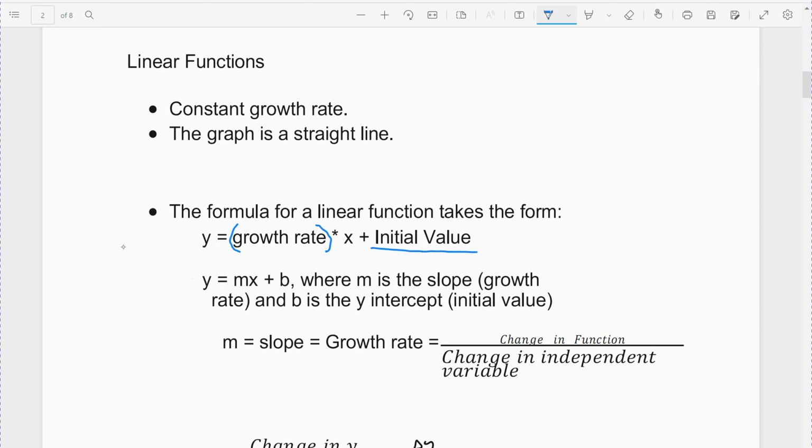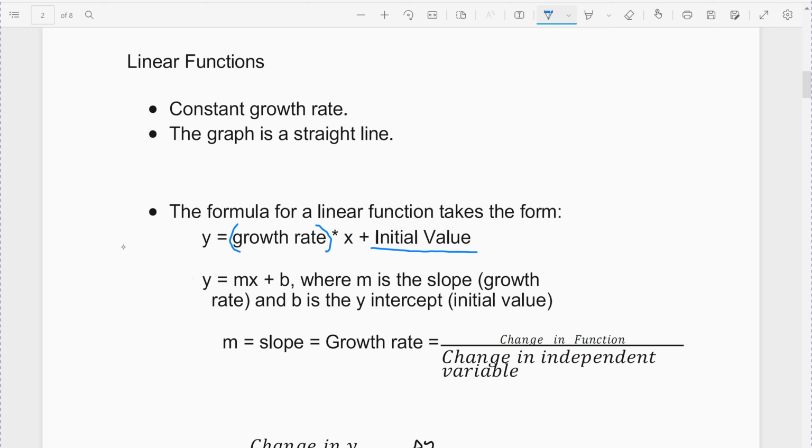My initial value would be at time 0. That's what my initial value is. All right. So slope is the growth rate. That's how much we add every year, every whatever value we're talking about. The y-intercept is the initial value. At time 0, this is what we started with.